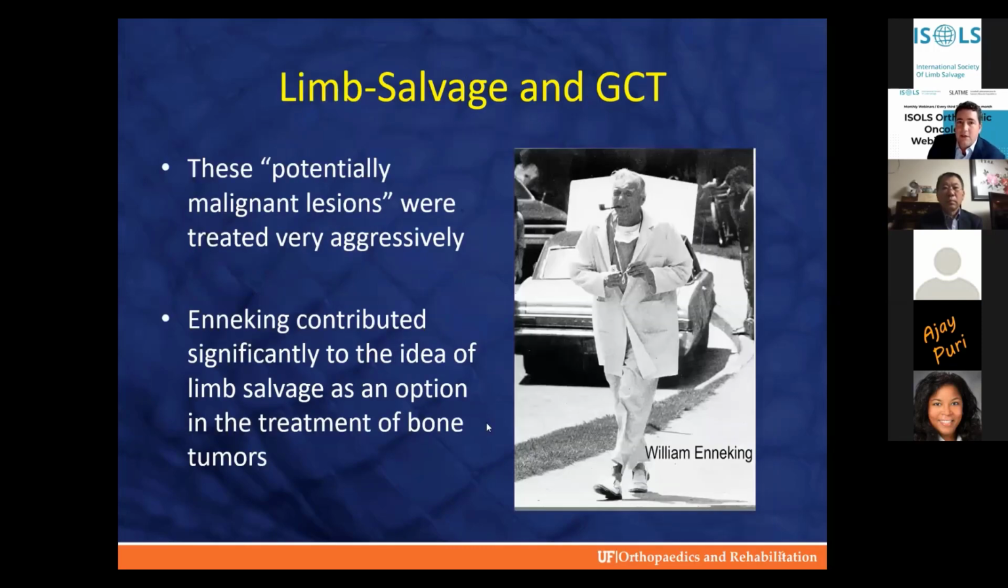I think it's nice to look at history a little bit. In the past, these tumors were treated incredibly aggressively with sometimes even ablative type procedures. They were considered potentially malignant at that time. And, you know, Dr. Enneking came to the University of Florida in 1960. And back then, he had very limited options, right? So they didn't have allograft tissue banks. They didn't have endoprosthetics. And so he contributed to this idea of limb salvage in the treatment of bone tumors, both malignancies and giant cell tumors.